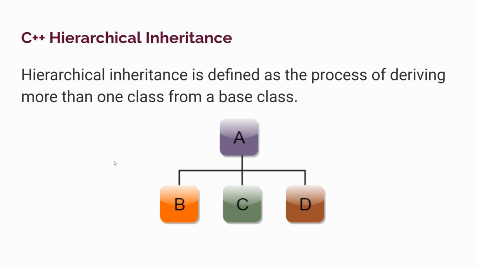Next, hierarchical inheritance. Hierarchical inheritance is defined as the process of deriving more than one class from a base class. There will be only one base class and we have many derived classes. This is hierarchical inheritance.